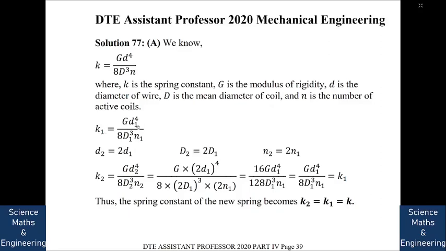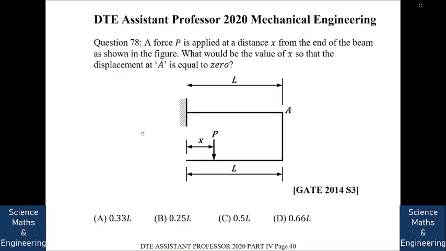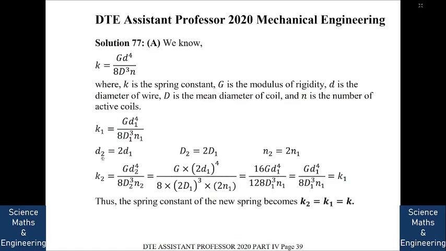So our K1 becomes this equation and K2 becomes this equation. Next, we have d2 is equal to twice of d1, capital D2 is equal to 2 of capital D1, and n2 is equal to 2 of n1. So once we put these values, you can see that K2 is equal to K1. So our new spring constant K2 is equal to K1, which is K. So our option A is the correct answer.